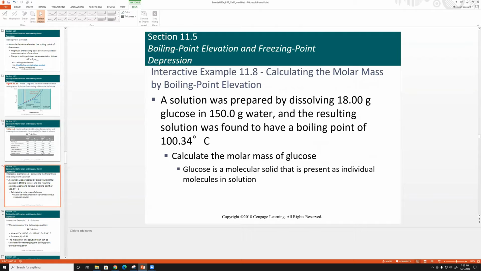All right, so let's do an example. A solution was prepared by dissolving 18 grams of glucose in 150 grams of water, resulting in a solution that was found to have a boiling point of 100.34. Calculate the molar mass of glucose. That's interesting.